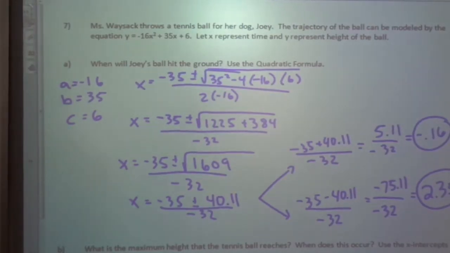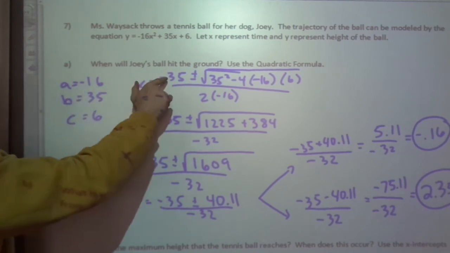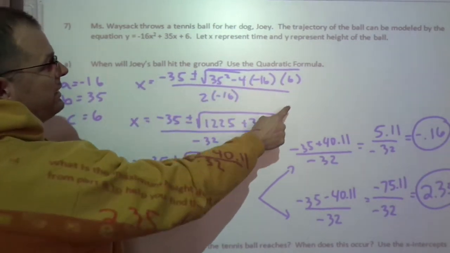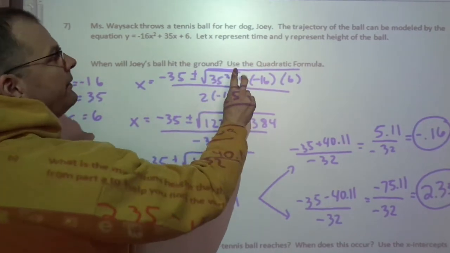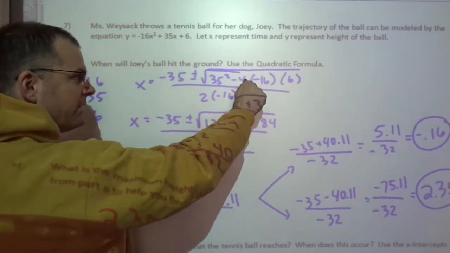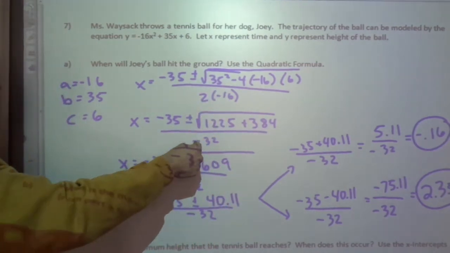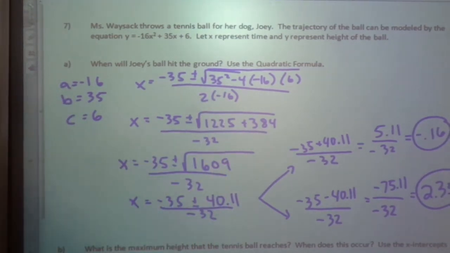The next problem, we've got Ms. Wasak throwing a ball up in the air. So we can, again, use quadratic formula ABC. Opposite sign of B equals B squared minus 4 times A times C. Now again here, a negative times a negative is a positive, and a positive times a positive is another positive. I squared 35 on the calculator, added those together, took the square root of 1609, and that's 40.11.